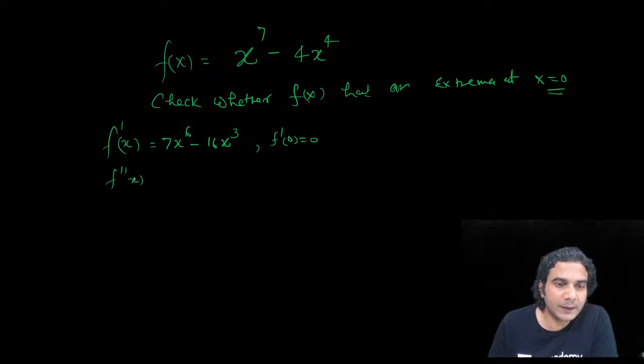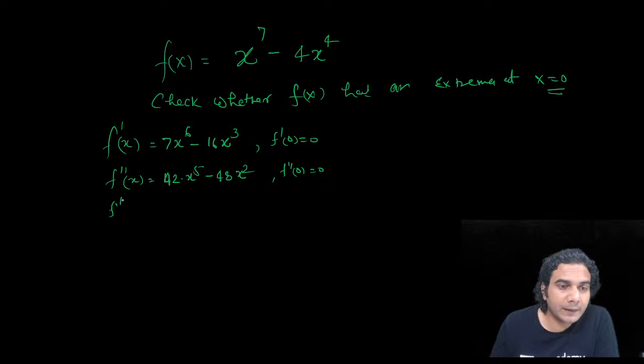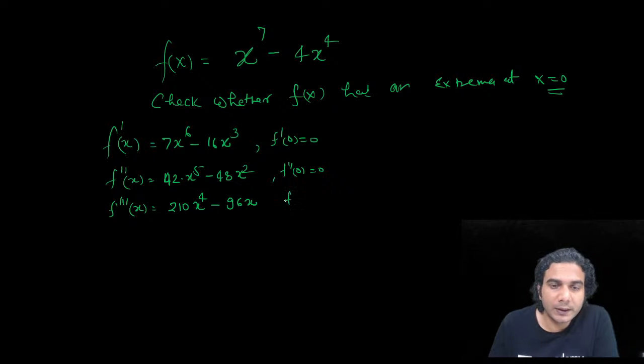Then we'll check f double dash x. It is going to be 42x^5 - 48x^2, and of course we can see f double dash 0 is also 0. Then we'll check f triple dash. It is going to be 210x^4 - 96x, and f triple dash 0 is also 0. So far we're getting all the derivatives as 0 at x = 0.